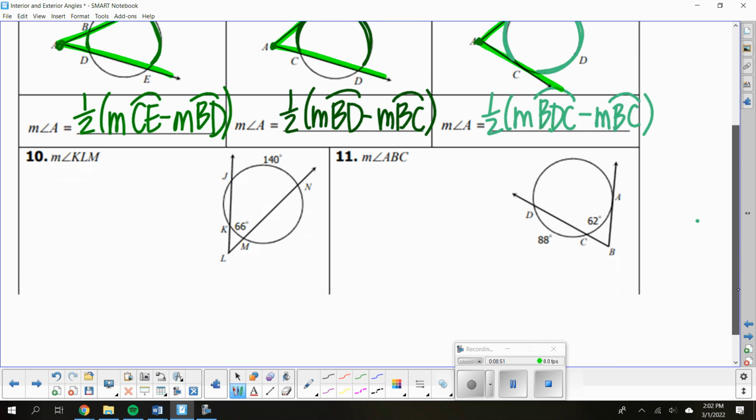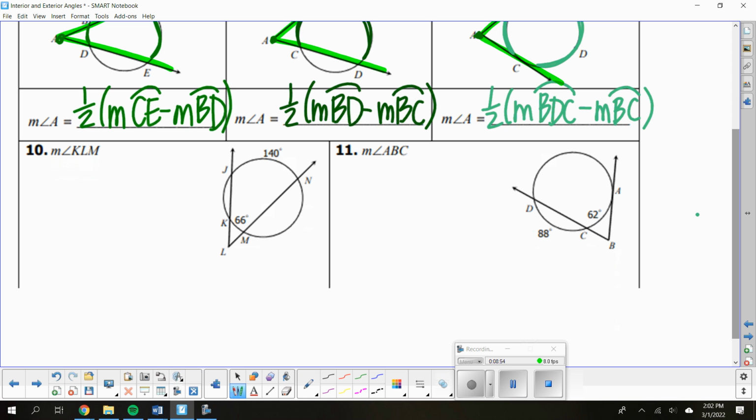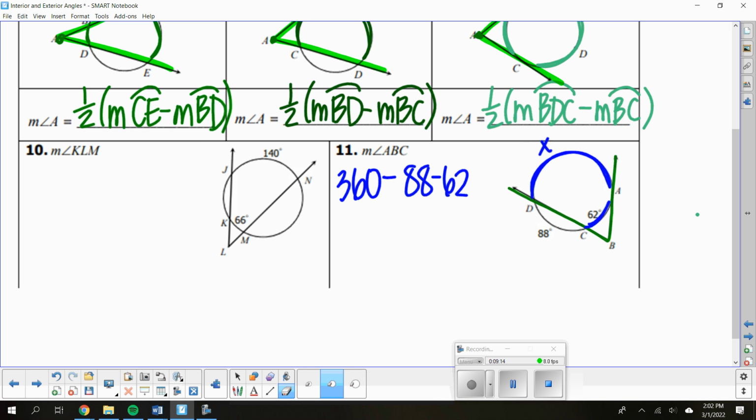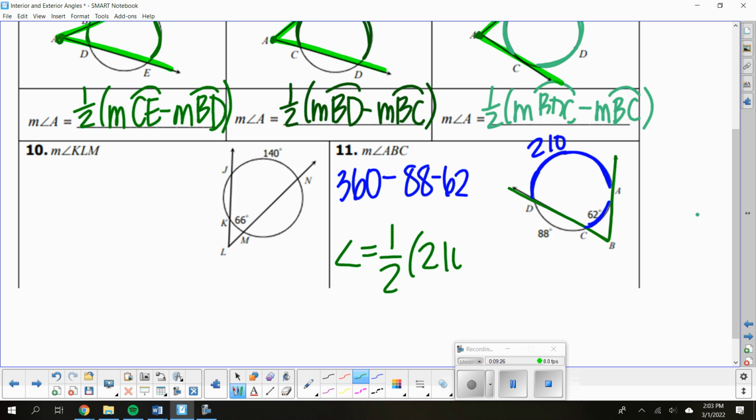So let's look at number 11. I have an angle on the outside. It is tracking this arc, which is 62, and this arc, which I don't know, but I can find that arc. I have 2 of my 3 arcs, and the whole circle equals 360. So I'm going to minus 88 and 62, and that's going to give me 210. So now let's find my angle. Your angle is equal to half the big arc, 210, minus the small arc, 62. So my angle ABC is equal to 74 degrees.